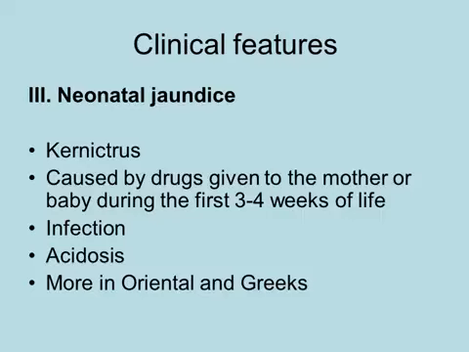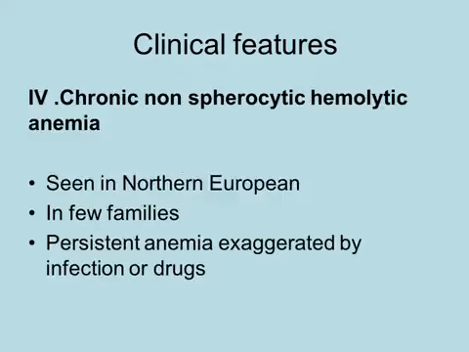The third manifestation is that of neonatal jaundice, which may be so severe that it requires exchange transfusion and may cause kernicterus. It can be induced by drugs given to the mother or to the baby during the first 3 to 4 weeks of life, infection, or acidosis. It is more common in Orientals and Greeks.